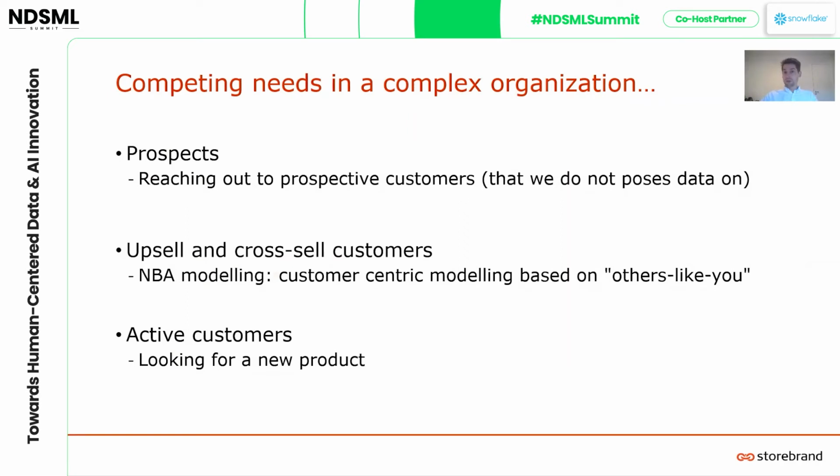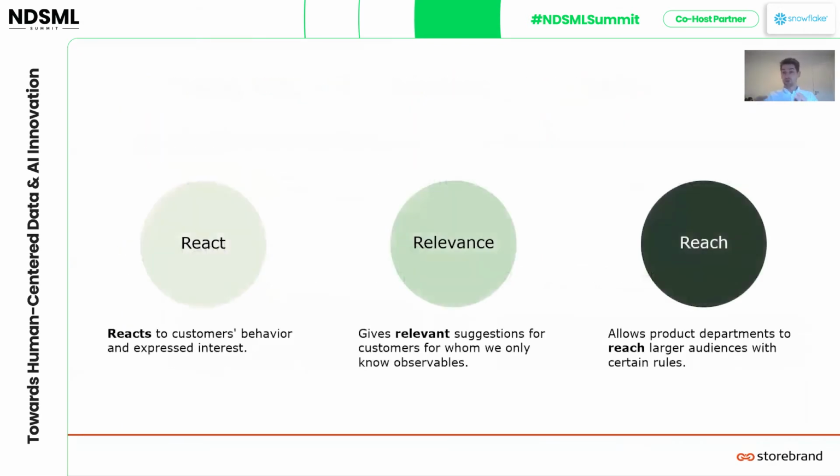And we know that we have competing needs, but we also know that we have a couple of different types of customers. We have prospects, people that we don't know yet. We have customers that we can upsell and cross-sell to. And we have people actively calling us up or going to our website trying to get hold of a product, right? So they are very much inbound. And with that in mind, we came up with a new way of structuring our models.